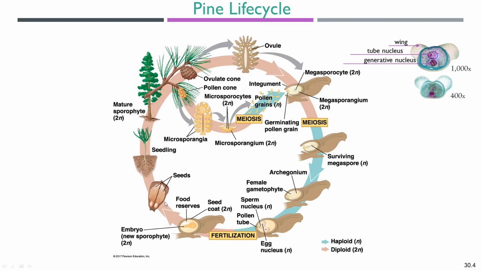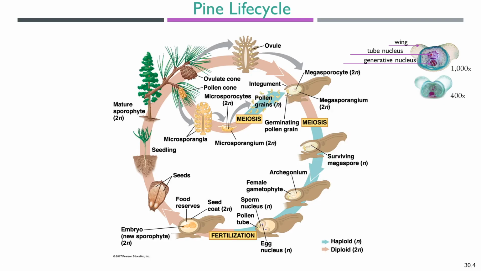And when the seed is ready to be released, the pine cone, the ovulate cone, is going to release them. They'll be carried by wind. This acts kind of like a little helicopter blade, and it will hopefully be carried to a new place away from the parent plant. It will land, it will germinate, and it will grow into a new seedling, which will then grow into a mature sporophyte.